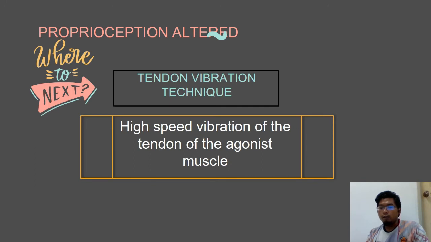Next, for proprioception altered, there is one technique, which is the tendon vibration technique. It is a high-speed vibration of a tendon connected to a muscle that is an agonist in the movement of interest. This vibration distorts the muscle spindle firing pattern, which leads to a distortion of proprioceptive feedback.